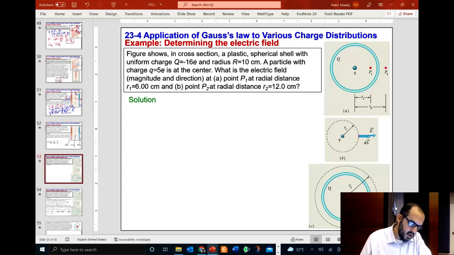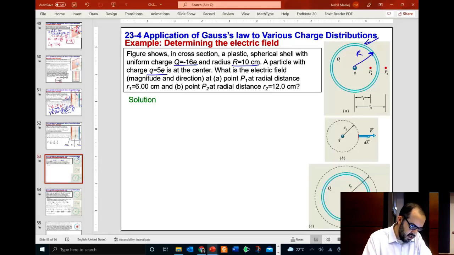So this one, we have a figure. It shows in cross section a plastic spherical shell with a uniform charge Q minus 16E. So this is Q minus 16E. This is a shell, and a radius R equals 10 centimeters. So this is radius R. Okay, a particle with a charge 5E is at the center. So Q is 5E at the center.